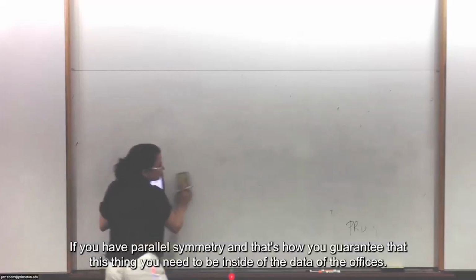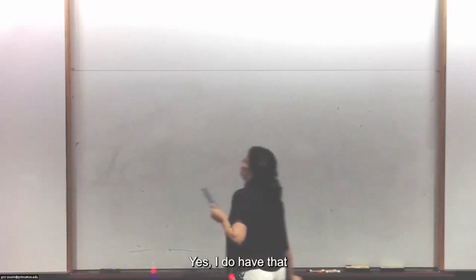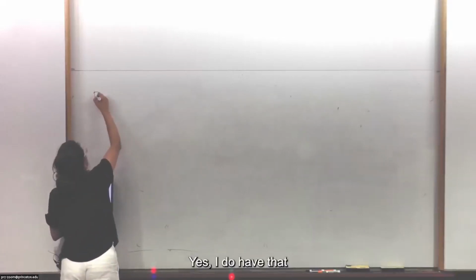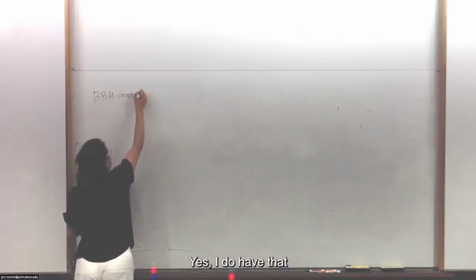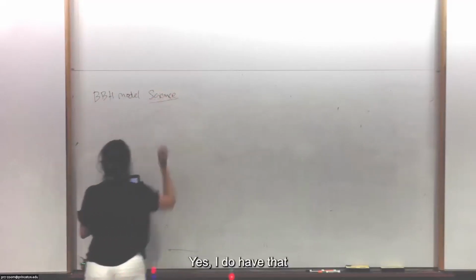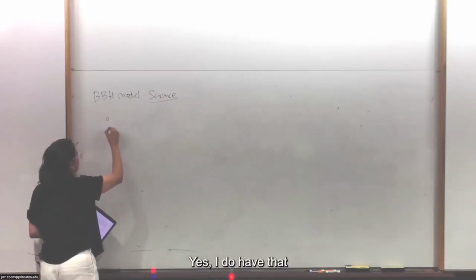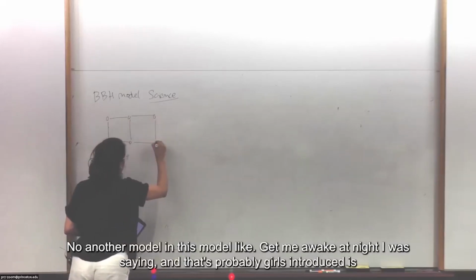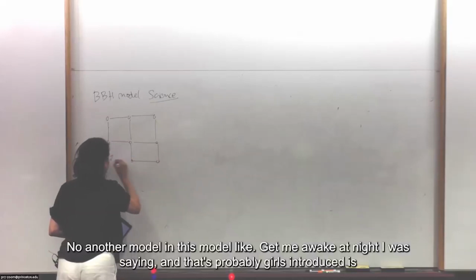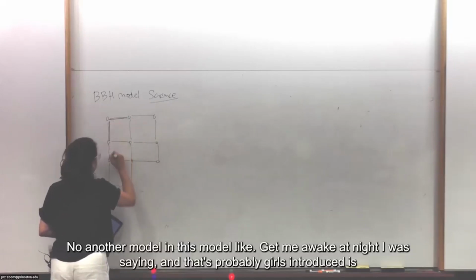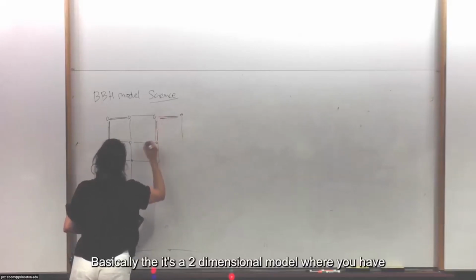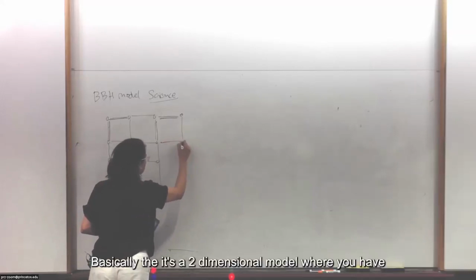Now another model, and this model kept me awake at night, I must say, that Vladimir also introduced, is called the BPH model. Basically, it's a 2-dimensional model where you have a bunch of sites. The unit cell is 4 by 4. It's like a 2-dimensional version of the SSH, where you have strong bond, weak bond, strong bond, weak bond, strong. I will try to put the bonds in the right places.